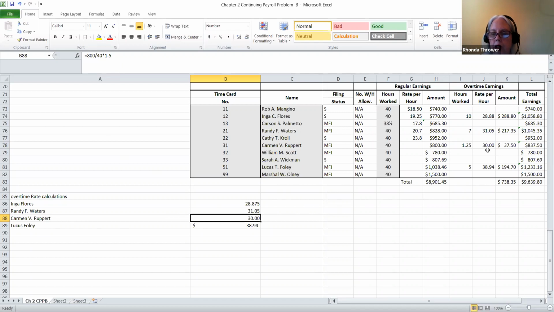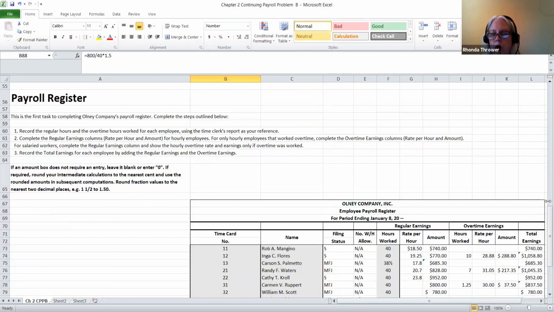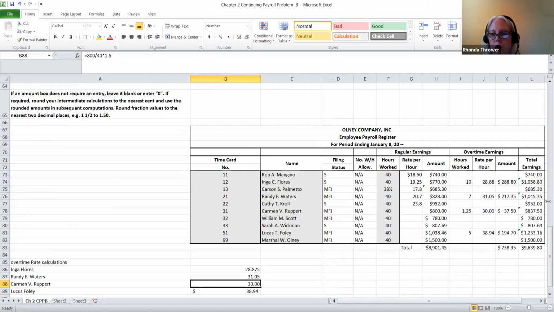That's your overtime rate. You multiply your overtime rate by your overtime hours, and this person, whose name was Rupert, they're telling you that Rupert worked 41.25 hours. So 1.25 hours is your overtime hours. So 1.25 times the $30 overtime rate gives you $37.50 in overtime. Overtime plus the regular earnings gives you the total earnings.